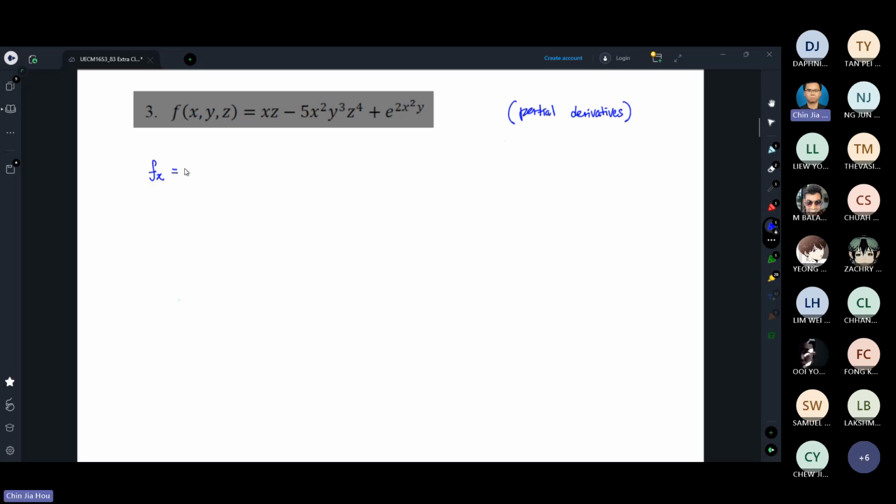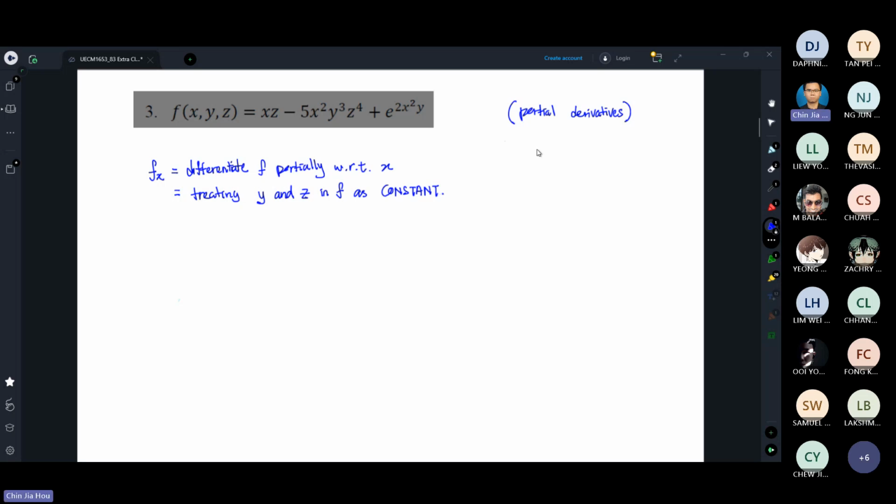which is to differentiate f partially with respect to x. Meaning that in this case, we are treating y and z in the function f as constants. Constant means that just think of them as a number. Think of them as a number.